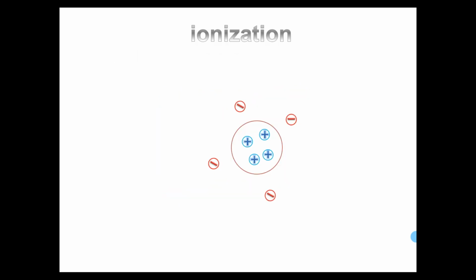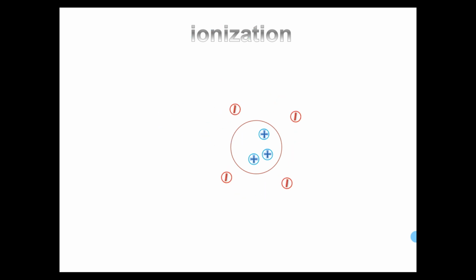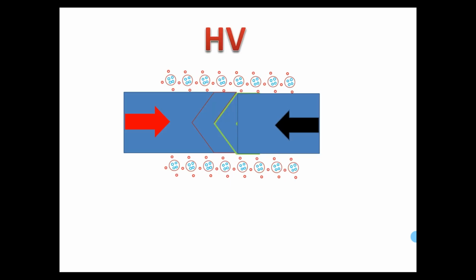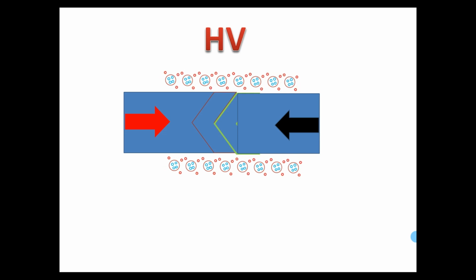Ionization means the atom changes from neutral charge into positively or negatively charged because of losing or gaining electrons due to an external force. This is known as ionization. So due to high voltage, the surrounding air will get ionized. You can see here the atom loses an electron and becomes positively charged. Air is a good insulator in nature, but when it is ionized, then it becomes a conductor.